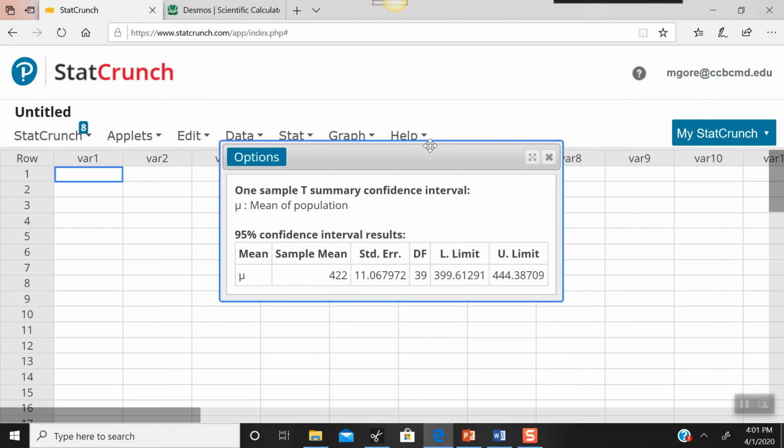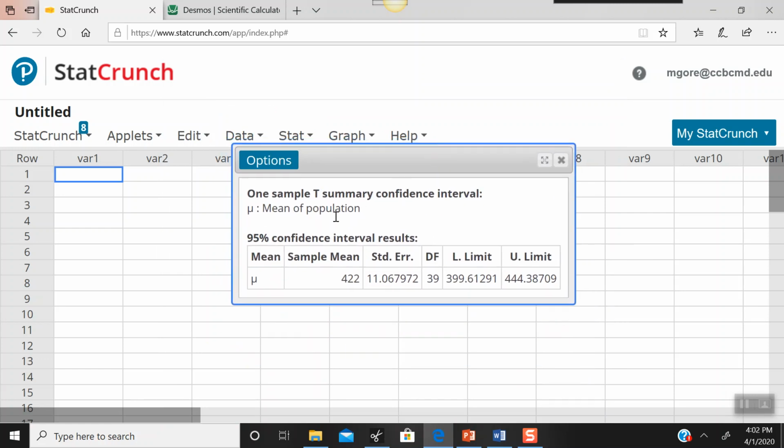And what you see here is our output. It reminds us of the sample mean. It also tells us the lower confidence limit and the upper confidence limit. So these are the limits of our confidence interval. Let me show you what that's going to look like.